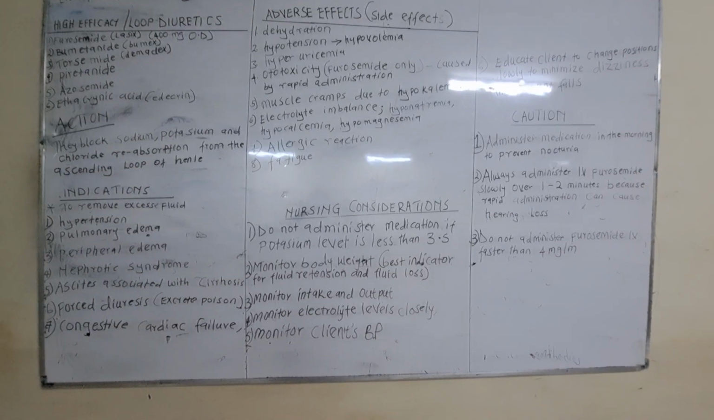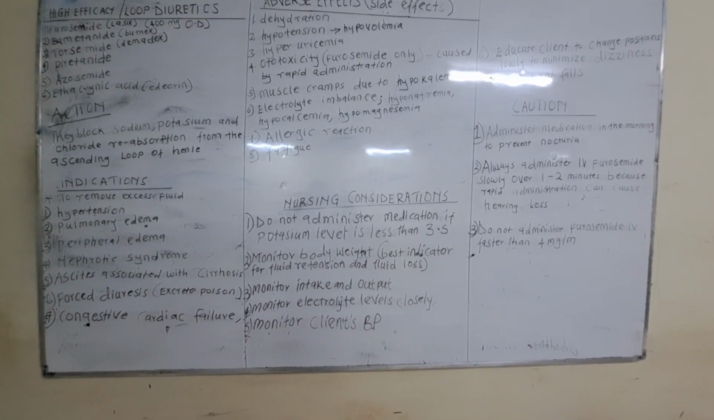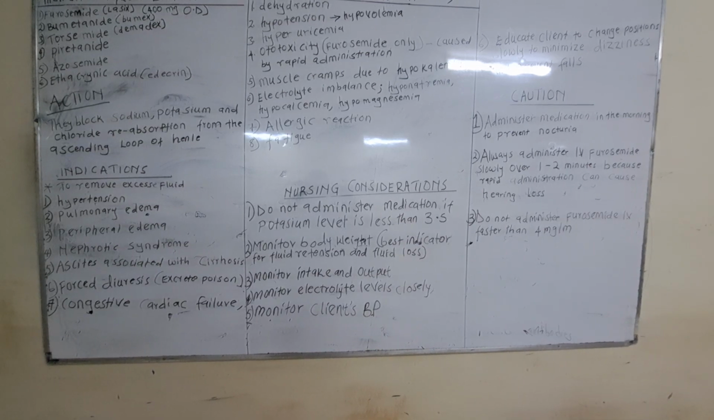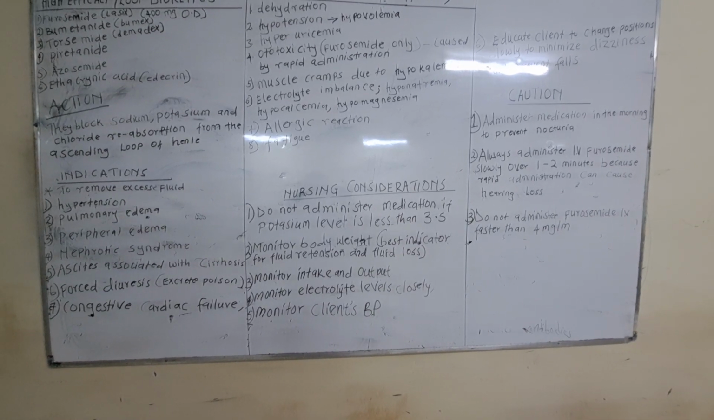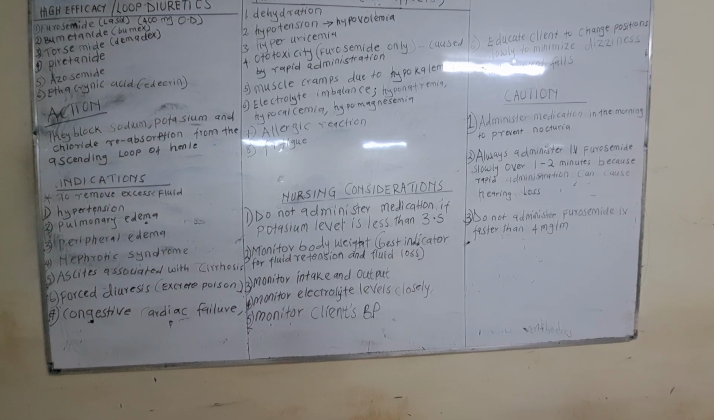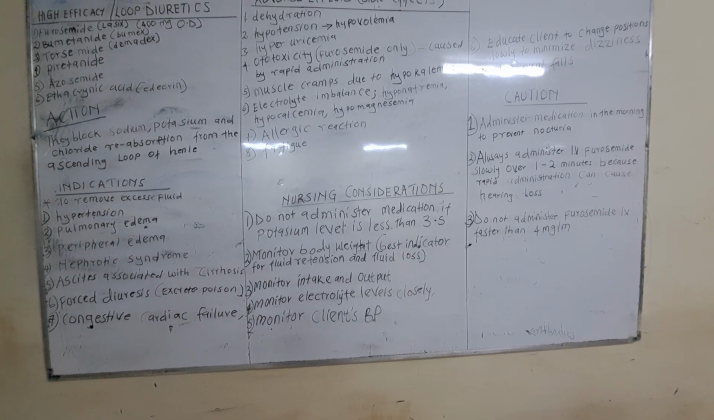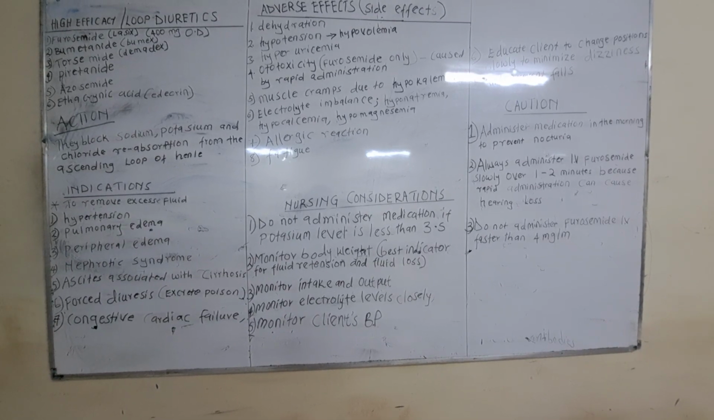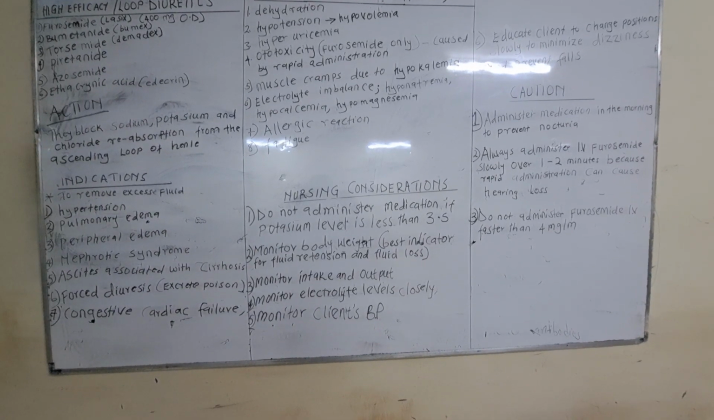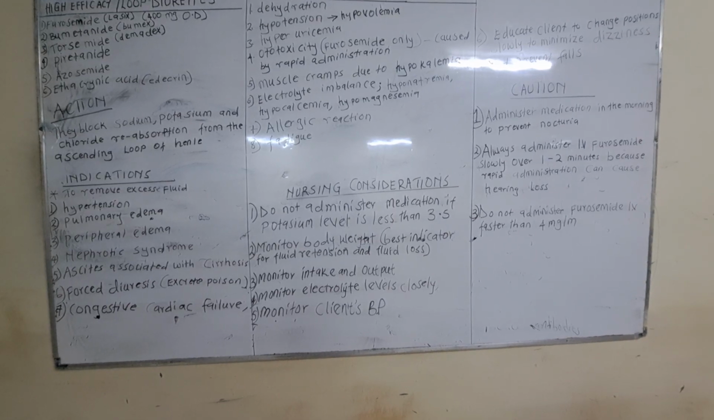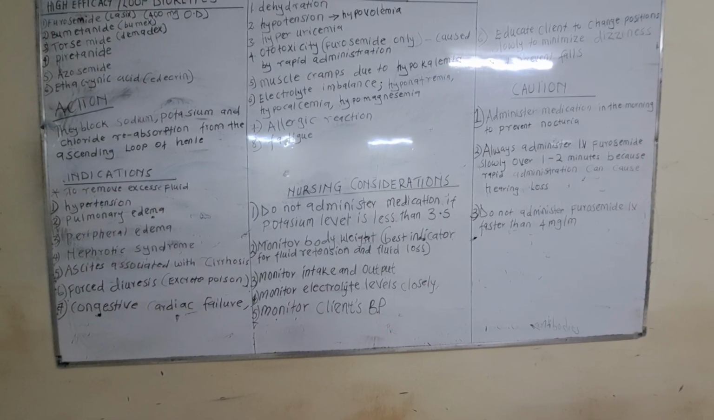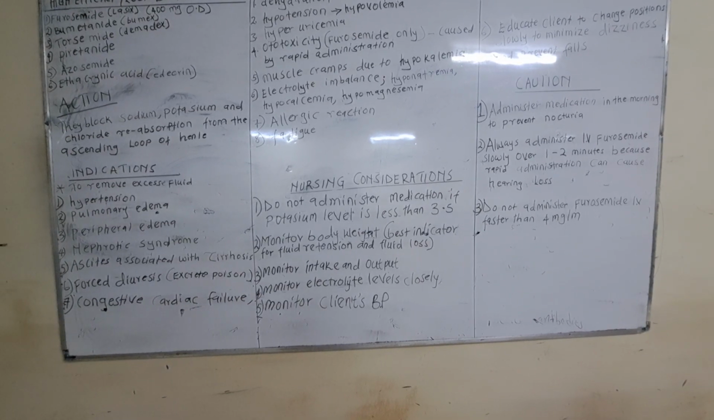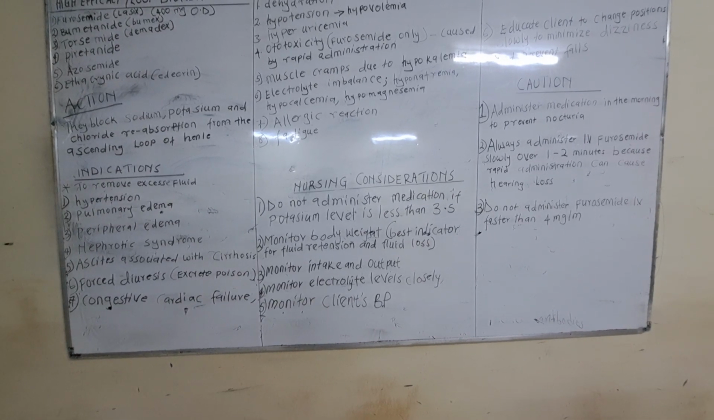Nursing considerations: do not administer medication if potassium level is below 3.5. So you all know potassium levels, the normal, are supposed to be 3.5 to 5.0. So if it's below 3.5, you should not administer loop diuretics. And then you monitor the body weight, because it's the best indicator of fluid retention and fluid loss. Then you monitor intake and output. You monitor electrolyte levels closely.